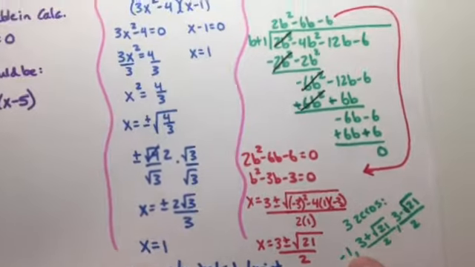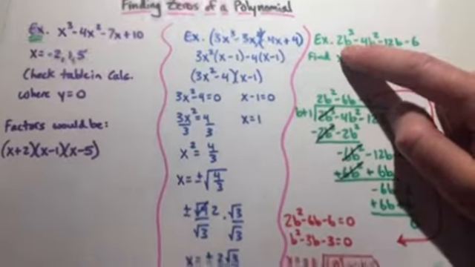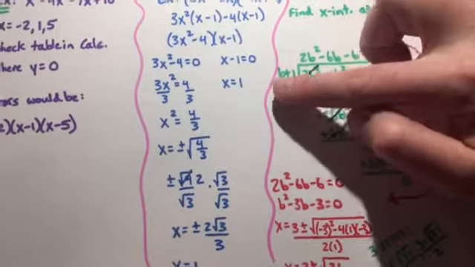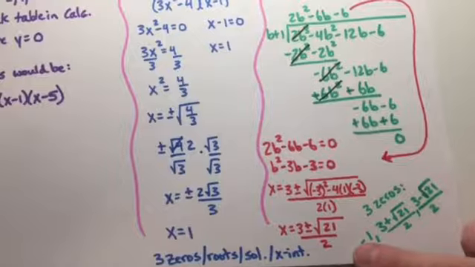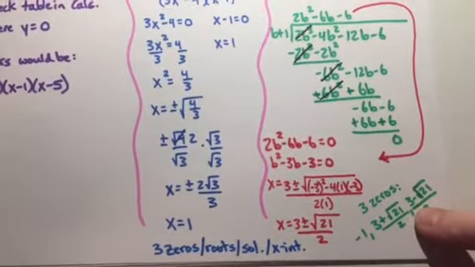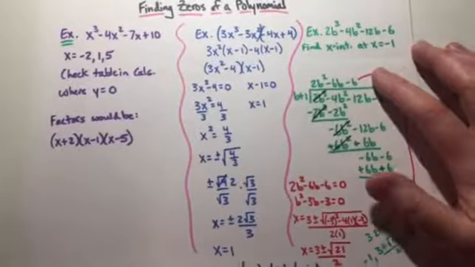So I have 3 zeros, which makes sense because I do have a cubic function. I have a 0 and negative 1. Remember, that's what we started with, so you don't want to forget that one. And then I have 3 plus the square root of 21 over 2 and 3 minus the square root of 21 over 2. So these are 3 different ways you can find all the zeros.